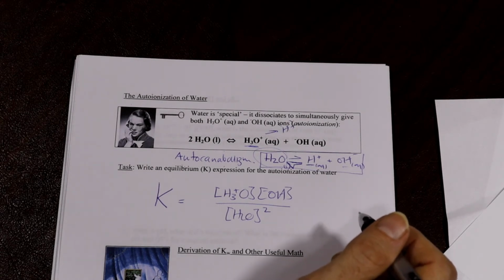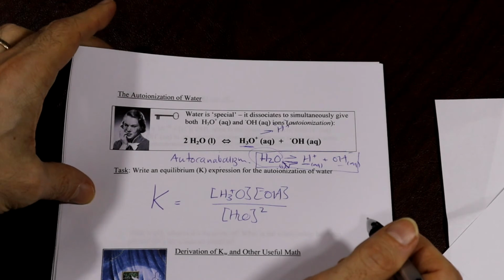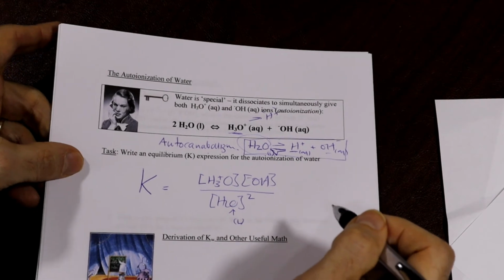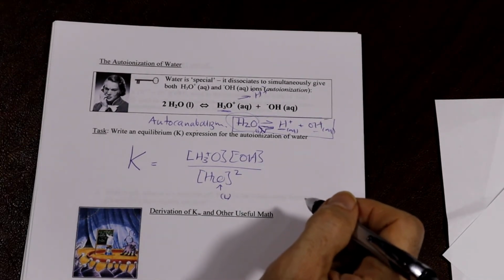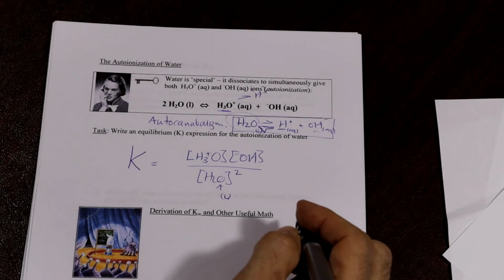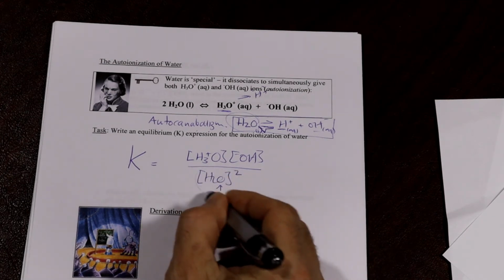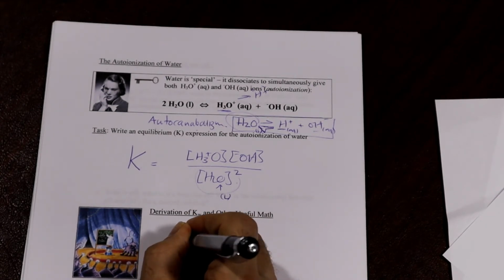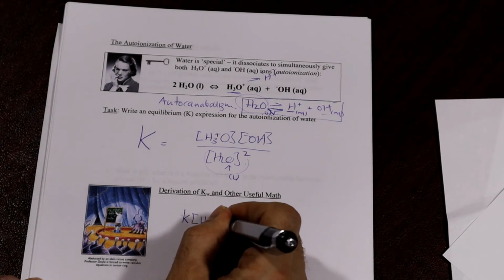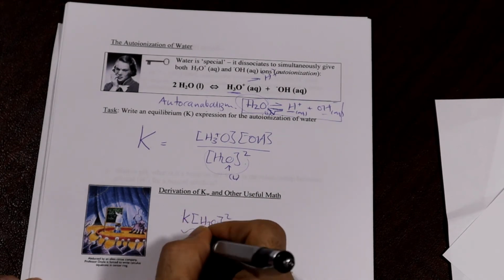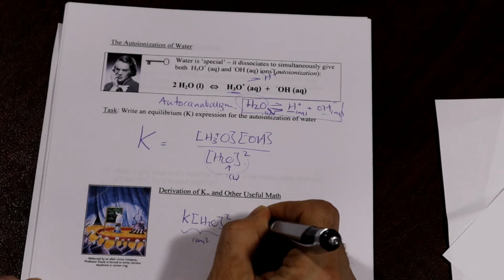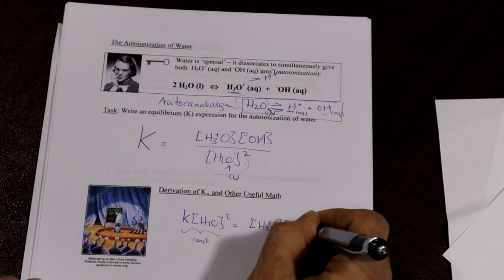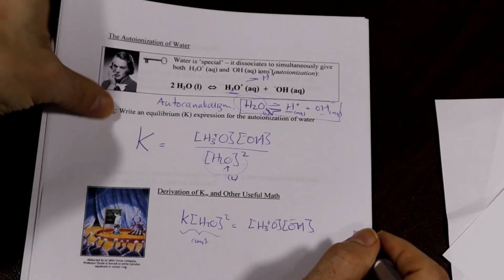Now, it's a little bit silly because water is actually a liquid here, which has no real discernible, calculable concentration. I mean, what's the concentration of a pure thing? It's undefined, yeah? So what we can do is collect this constant with this one and do that same thing we've done before, right? So I'm going to say, hey, K times [H2O] squared, and that's a new constant, equals [H3O+][OH-].